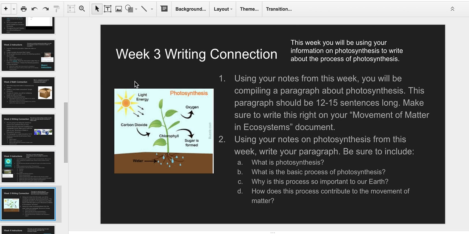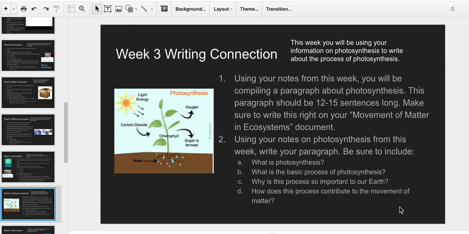After you've completed those questions, you're actually going to write your 12 to 15 sentence paragraph on photosynthesis. And this is a little diagram to help you understand what you learned about photosynthesis and to remind you. So make sure in that paragraph you're writing in complete sentences, and I want you to answer the questions: what is photosynthesis? What is the basic process of photosynthesis? Why is this process so important to Earth? And how does this process contribute to the movement of matter? So not only are we looking at the process of photosynthesis, but we're also looking at how photosynthesis moves matter.